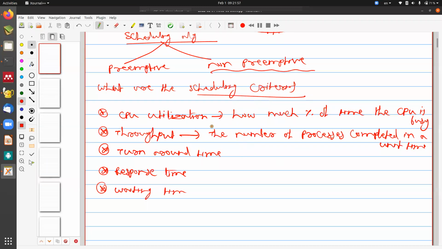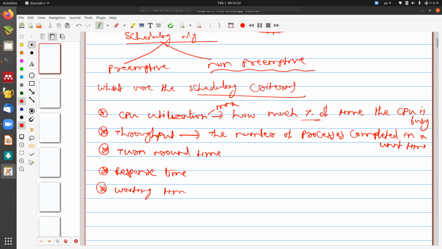Yes, what does it mean? Your algorithm has to be designed in such a manner that the percentage of time the CPU is busy should be high. Means this should be a maximum, 100. Similarly, throughput says your algorithm should be such that more processes are completed in a unit time. Means you can calculate, per unit time, how many processes are completed. Suppose you have designed an X scheduling algorithm, and another has designed a Y scheduling algorithm.